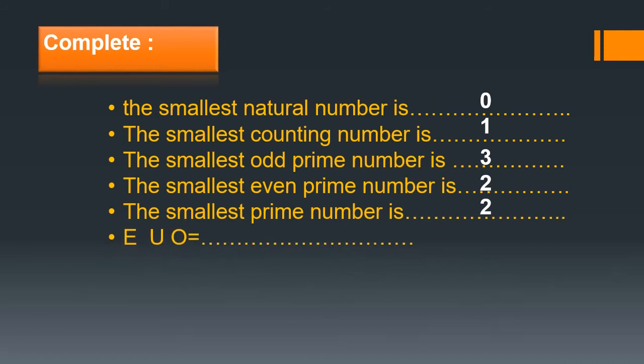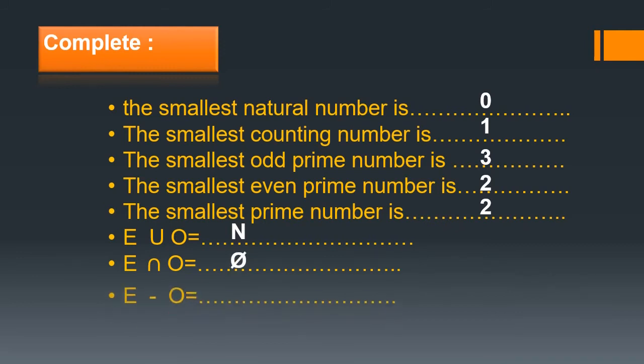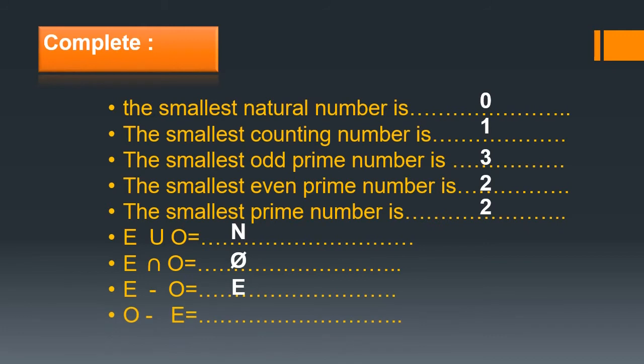E union O. E union O equals N. E intersect O equals phi. E difference O equals E. O difference E equals O.